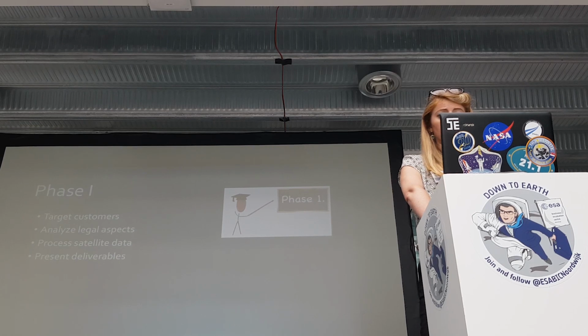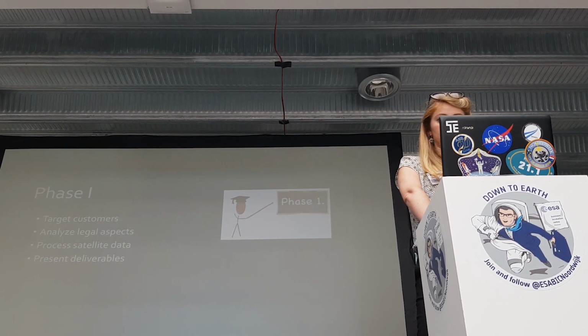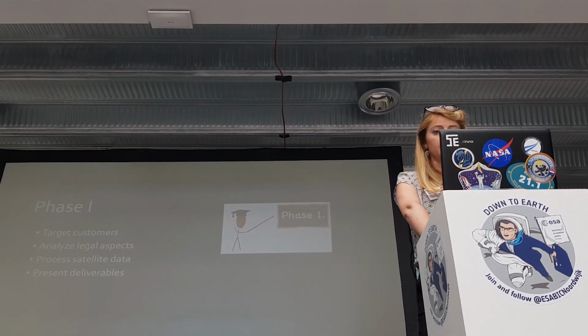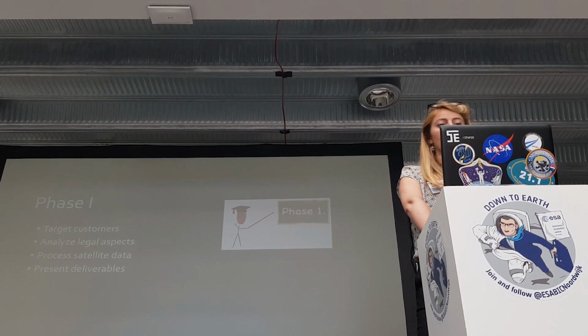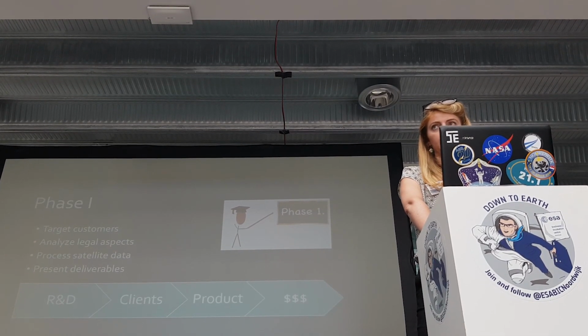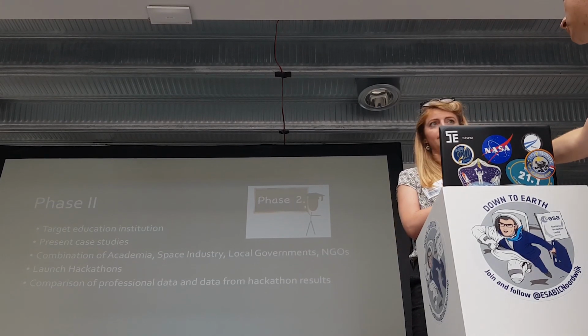So phase one would be targeting customers and analysing what exactly the requirements are, legal aspects, processing the satellite data for them, and then presenting the deliverables to them. Then in phase two, phase one would actually fund phase two. Phase two would be the question for the jury what phase two is.